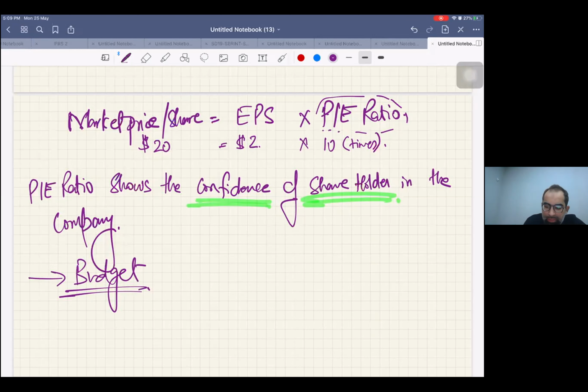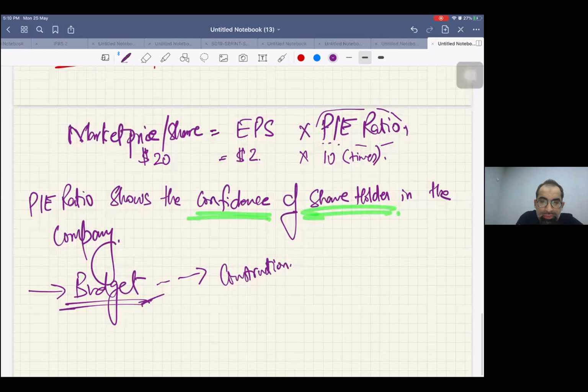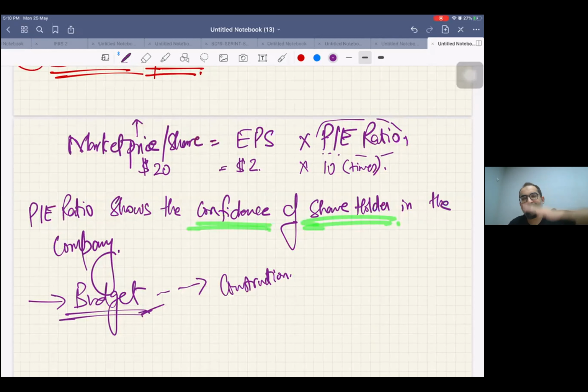So sometimes it happens that in the budget for the next fiscal year, the government indicates that we will be spending too much on construction. And you know what is the basic ingredient of construction? Cement. Cement is one of the basic ingredients of construction. So when such an announcement comes in the budget, listen, the share price of cement companies goes up on the same day of the announcement.